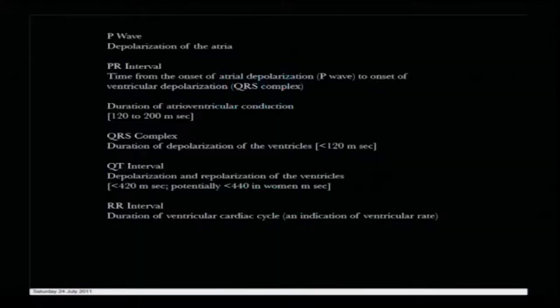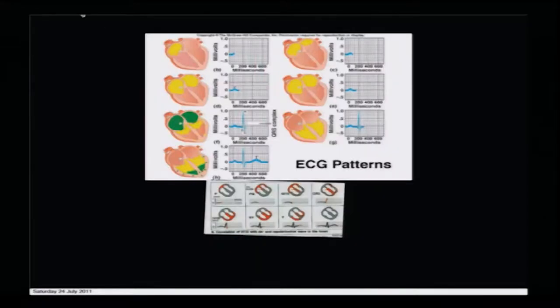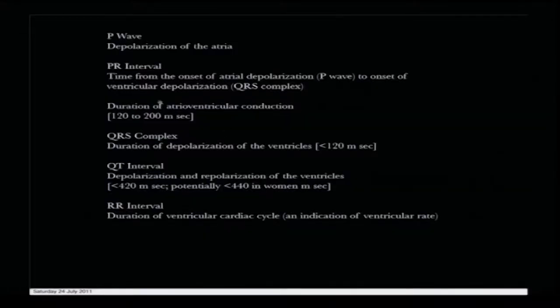Now, what do these individual waves stand for? The P wave stands for the depolarization of the atria. The PR interval is the time from the onset of the atrial depolarization, the P wave, to the onset of ventricular depolarization. I told you this is the process of depolarization and repolarization. The first part is the atrial depolarization: the upper chambers are getting depolarized, which is where the P wave is generated. If you correlate this with the picture, this is the depolarization process going on. So, coming back, this is the span from atrial depolarization to the onset of ventricular depolarization.